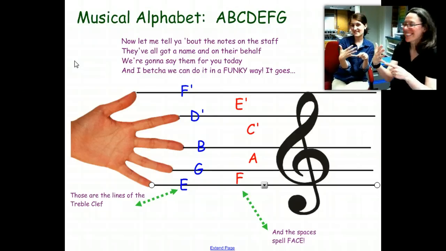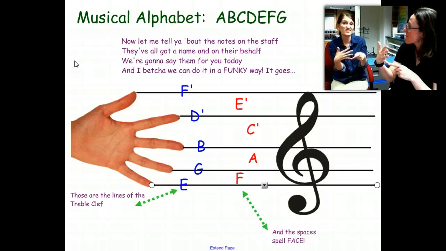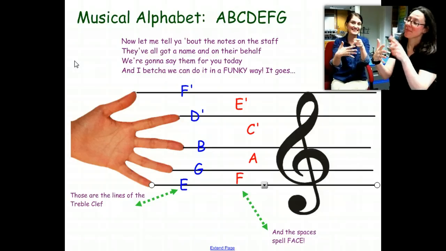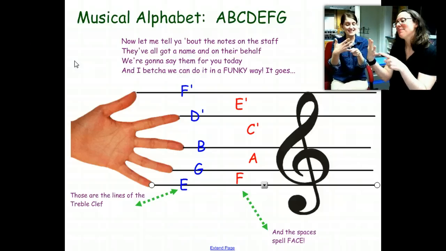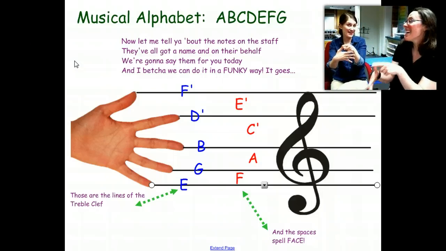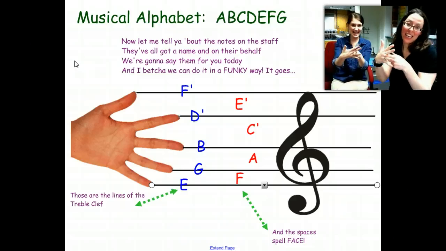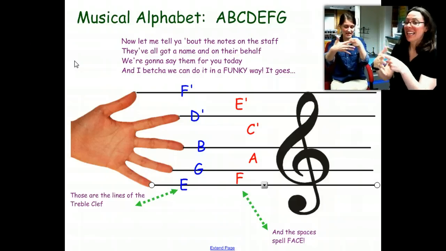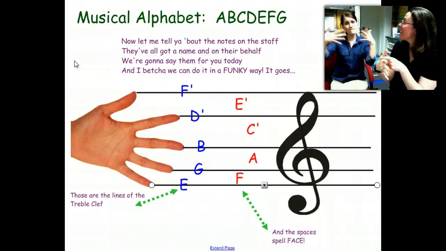Now let me tell you about the notes on the staff. They've all got a name, and on their behalf, we're going to save them for you today, and I bet you we can do it in a funky way. It goes E, G, B, D, F. Those are the lines on the treble clef. F, A, C, E, and the spaces spell face.